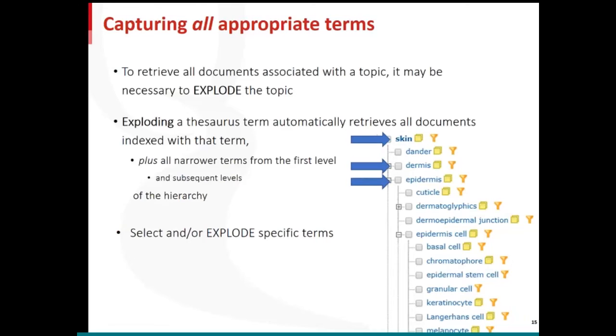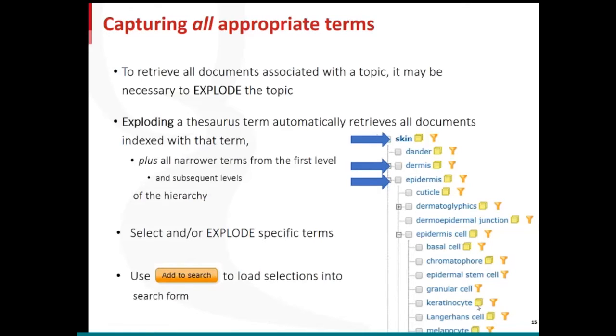Now, the other thing to keep in mind is that while explode allows me to capture all the terms under a level of term that I use, not all those terms may be appropriate to my topic. So you can also take a look at the thesaurus and select the items that are of interest to you, and you can explode at any particular level. So, for example, in this case, if I was looking at skin, I might select that level, but I wouldn't explode it because I'm not interested in dander, but I could explode dermis or epidermis and pick up all the terms that are underneath that as well. So just be aware that you have some options there.